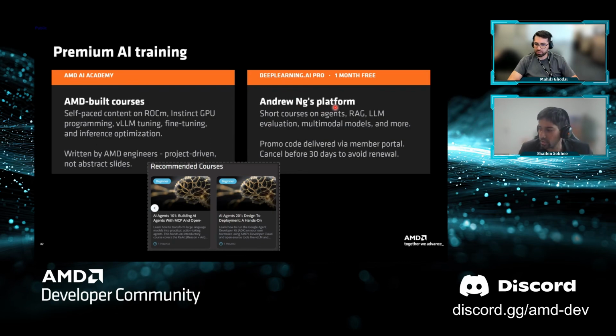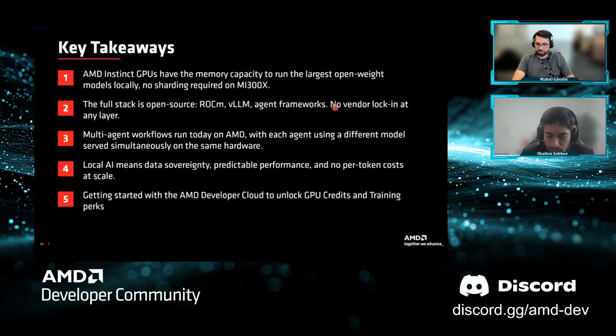All right, so that wraps up the agentic AI topic of today. There are some key takeaways for you. AMD Instinct GPUs, tons of memory, really great for tons of models for your agentic AI scenario. We talked about vLLM, we talked about vLLM semantic router, multi-agents and multimodal scenarios. So lots of RAM really answers the question of multimodal and multi-agent scenarios. Full stack is open source.